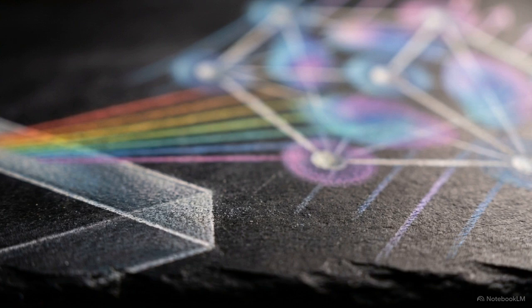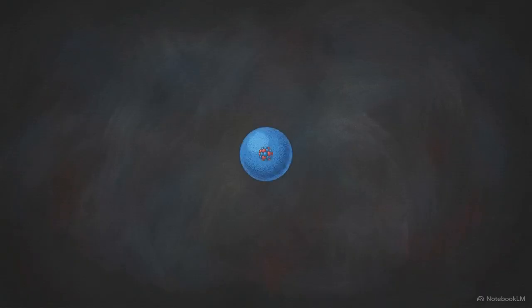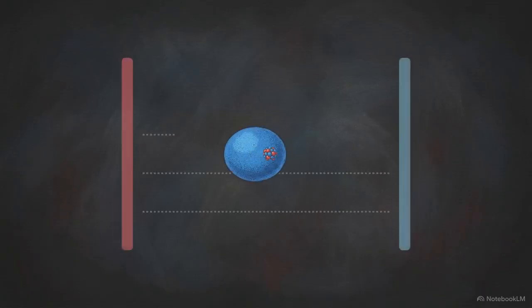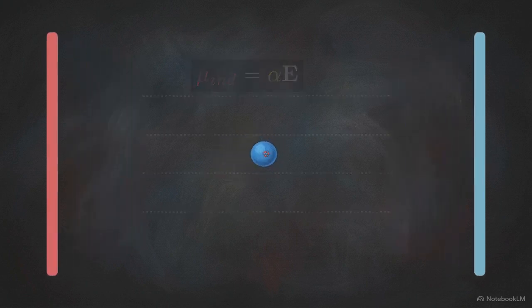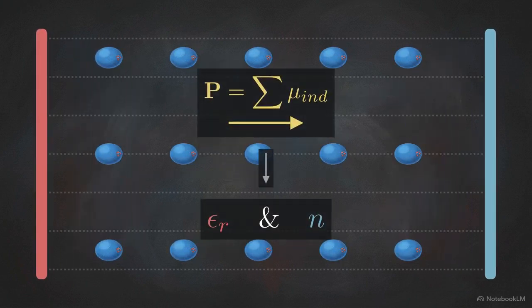They are macroscopic approximations. At the microscopic level, both of these physical behaviors trace back to a single variable, molecular polarizability, denoted as alpha. If we measure exactly how a single molecule's electron cloud responds to an electric field, we can calculate the absolute electrical and optical limits of any solid material.